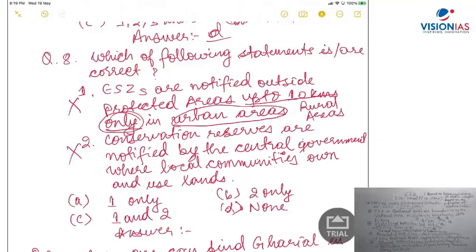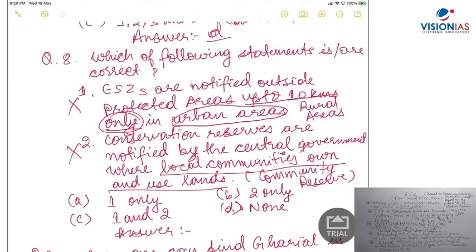Now the second statement is also wrong. Conservation reserves are those areas which are notified by the state government, where local communities own and use the land. Where the local people own the land and use the land, that is a community reserve, not a conservation reserve. We will learn this in the classroom. The second statement is also wrong.